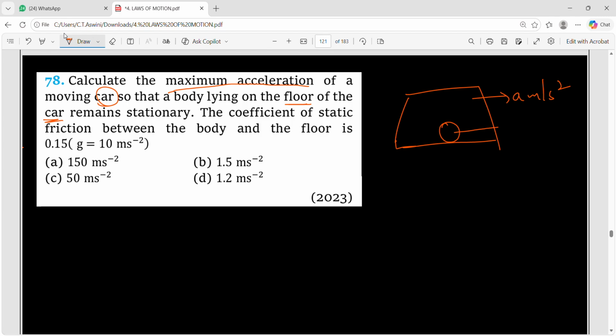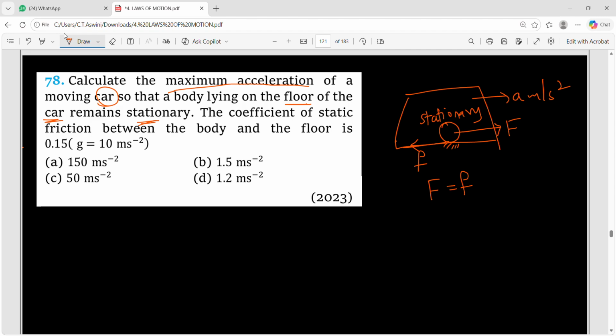See, if the car is moving, this body also will be moving along with the car, right? With some F external force. If the car is moving with F external, this body inside the car is also moving with F external. But they are saying that it should remain stationary. How is that possible? With this floor, there is a contact. So in the opposite direction, we have frictional force. If this F external is equal to frictional force, then this object will remain stationary, right?